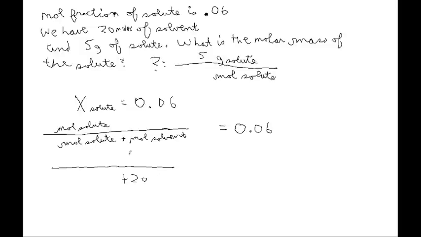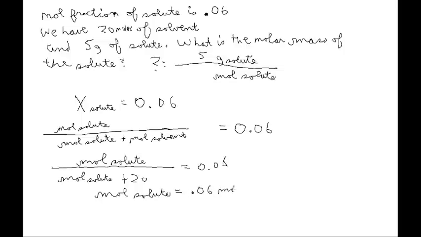So we cross multiply and we get 1 mole of solute is equal to 0.06 times moles of solute plus 20. You distribute that, and 1 mole of solute is equal to 0.06 mole of solute plus 1.2.